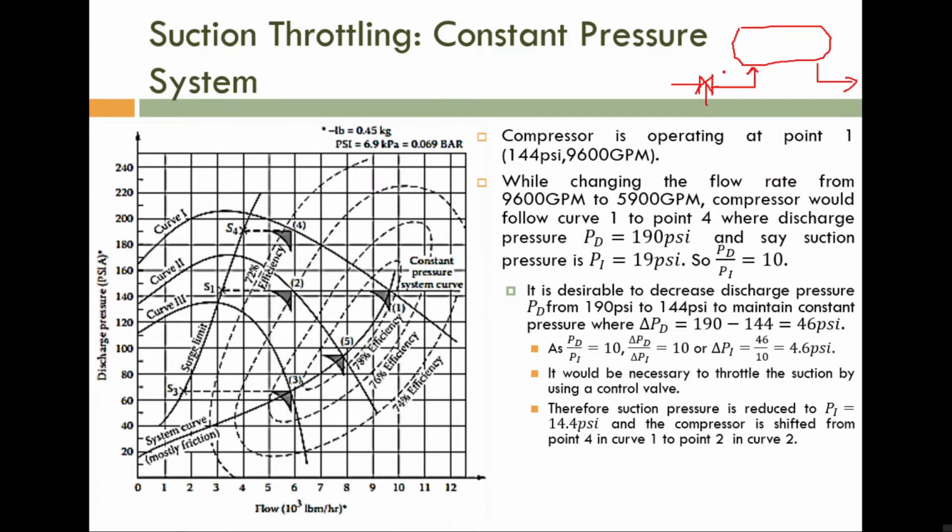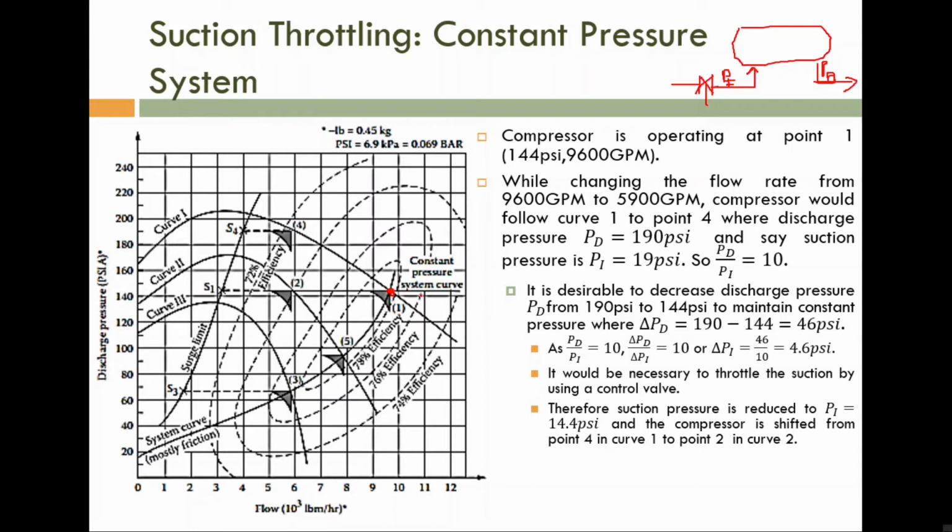Okay. So this is PI. Then this is PD. This is PD. Then this is inlet pressure. Okay. So now, for explaining purpose, assume that this one is a current operating point.